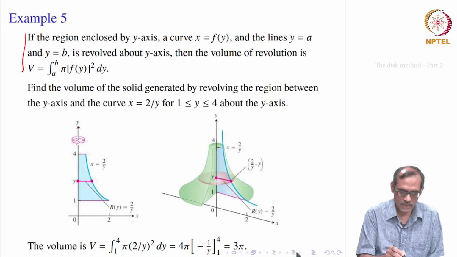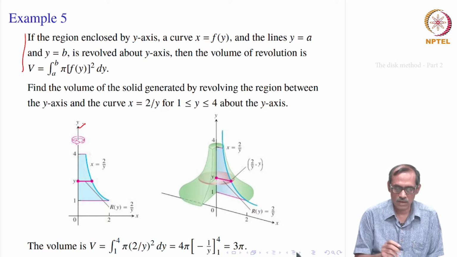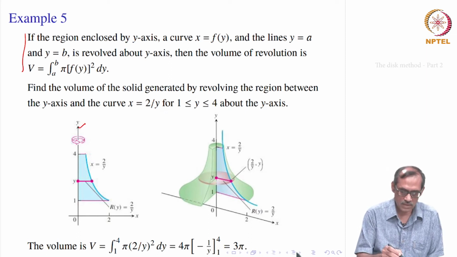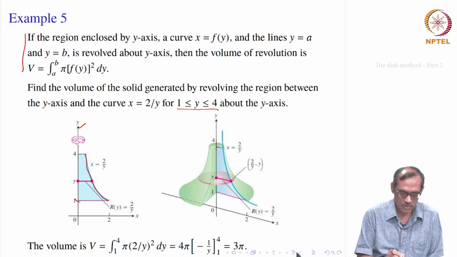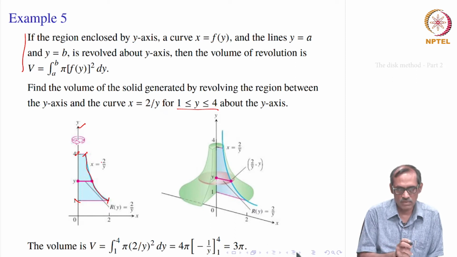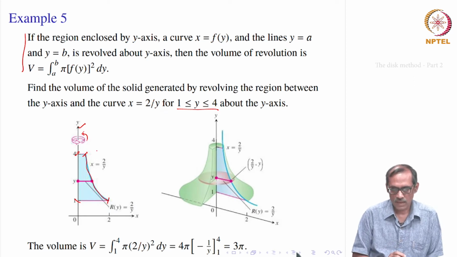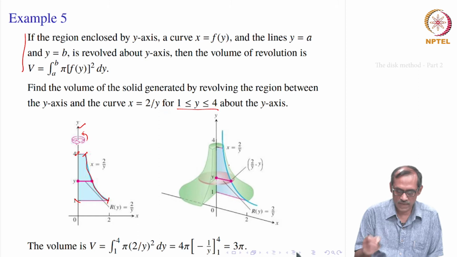So, this is the y axis and the curve x equal to 2 divided by y, this is the curve for the portion of the curve for 1 less than or equal to y less than or equal to 4. So, this is the portion of the curve that is being revolved around the y axis. So, look at this, it is revolved around the y axis. So, you get a solid which is painted green here in the second picture. We want to find such a volume.